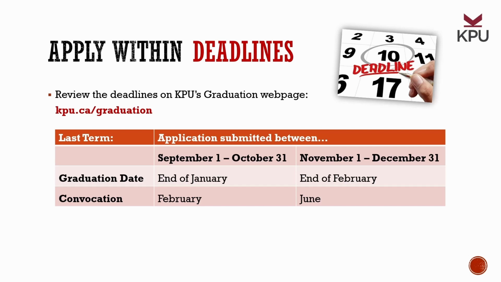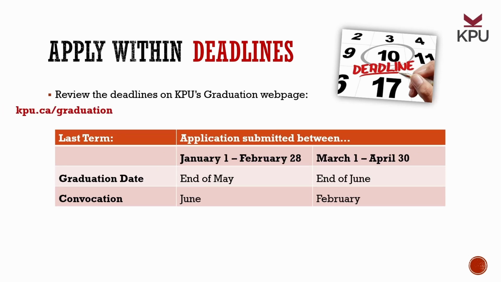For instance, if your last term is fall, you must apply between September 1st to October 31st in order to graduate by the end of January. If you apply after October 31st but before December 31st, your graduation will be delayed by a month to the end of February.